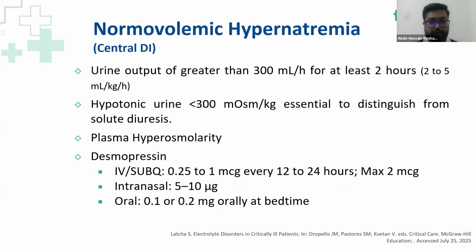Now, treatment of normovolemic hypernatremia, central DI: the criteria are urine output of greater than 300 ml per hour for at least 2 hours, hypertonic urine, which is essential to distinguish from solute diuresis, and plasma hyperosmolarity. Once we have identified that it is central DI, we can use desmopressin, either intravenous or subcutaneous initially. If you don't have an IV line, we can use intranasal desmopressin as well. And if it is chronic, we can use oral desmopressin.